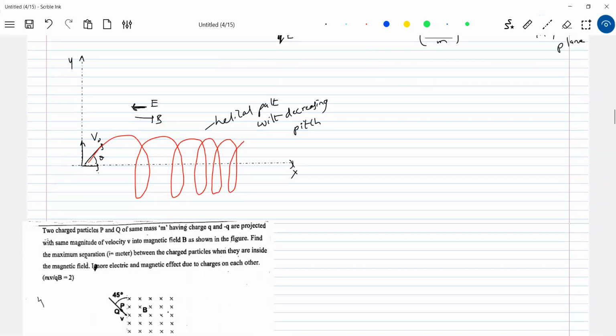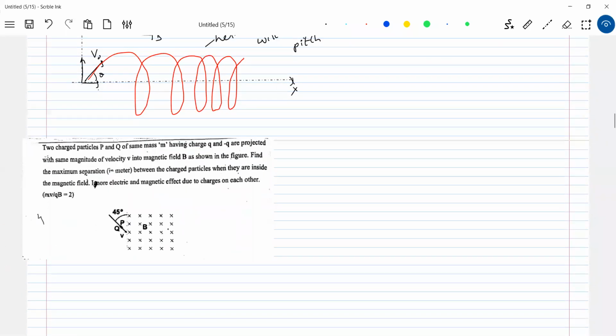Okay, now this is about the basics here. Now we'll go for the different types of applications. Okay, now there is a question. Read the question. Meanwhile, I'll draw the diagram. B bar everywhere is into the plane. At one specific point, the charged particle is projected. So P and Q both are projected here.